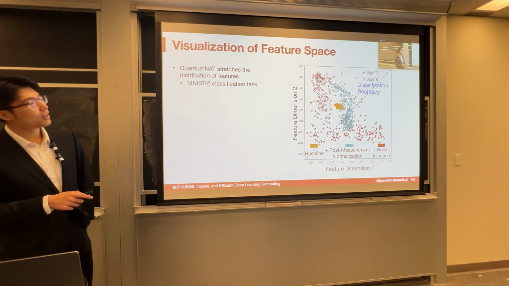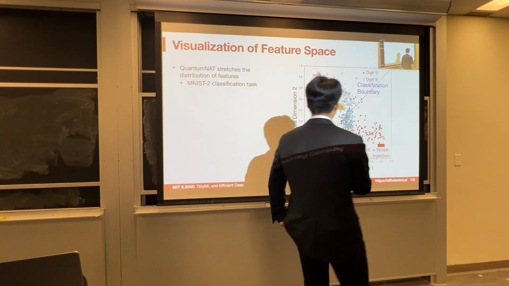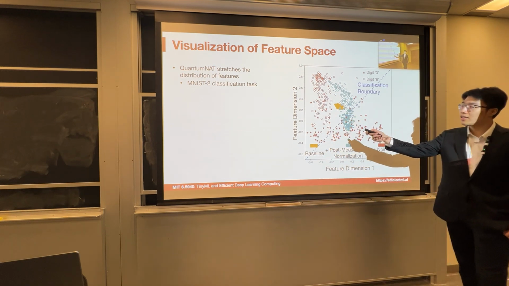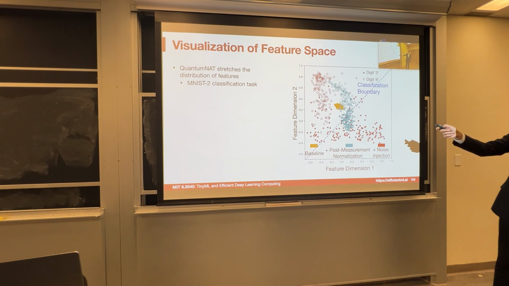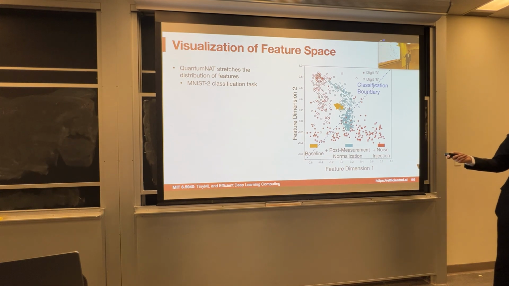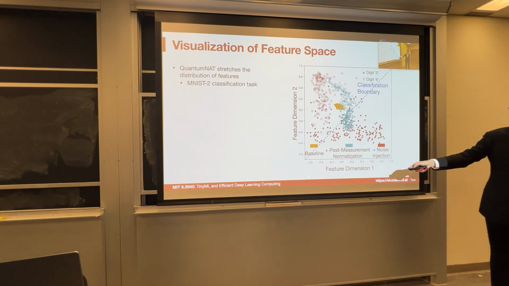So here is a very interesting visualization that I want to share. Basically, here we are showing the two dimensions for this two-class classification. If the value here is lower than this blue dashed line, that means the result is classified as one class, and otherwise it is classified as the other one. So this is the classification boundary, right?